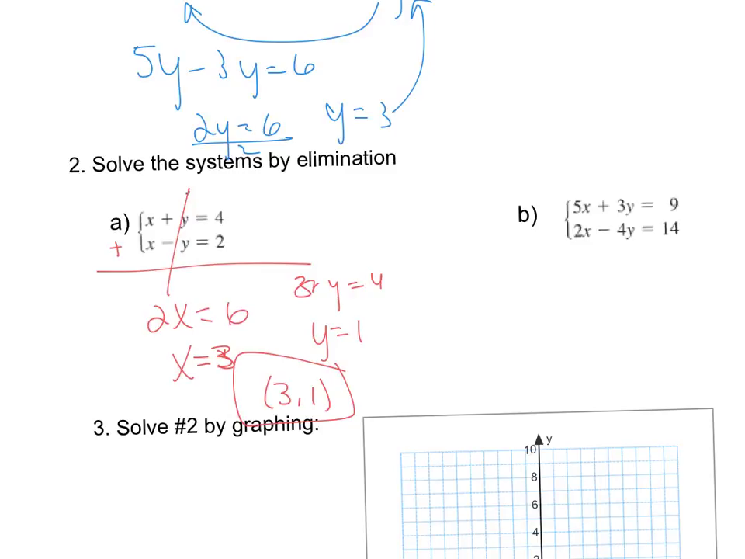Okay, so try B. Take a second and see if you can get it. Again, pause the video if you get a chance. I will show you how to do this. This one's a little bit more complicated, but if you are struggling, I will show you how to do it in a second.